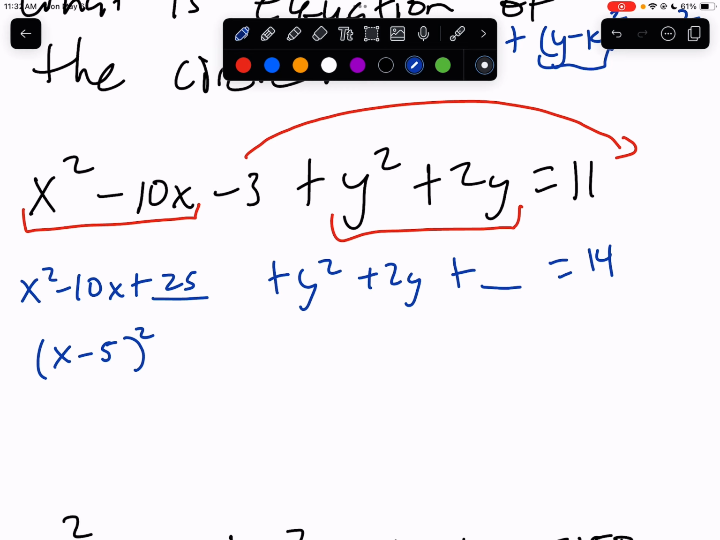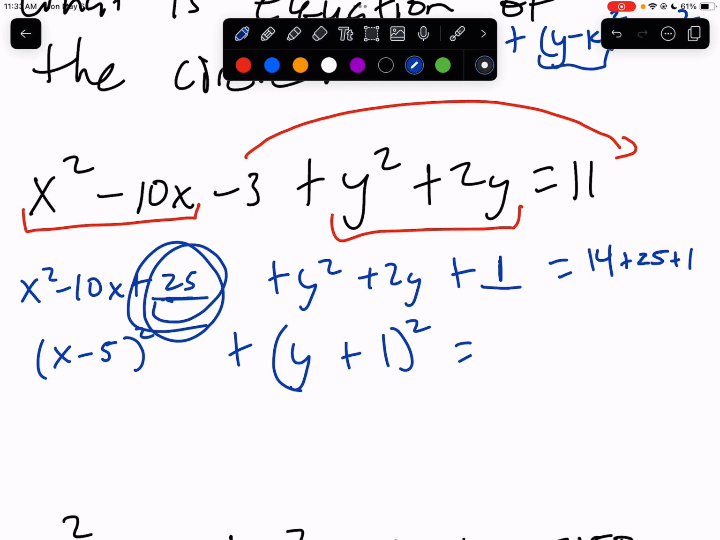Over here, y squared. What would we have to add to get 2? It would have to be y plus 1 squared. So we would have to add 1. 1 squared is 1. Now be really careful. We added 25 here, so we got to remember to add 25 to both sides. We added 1 there. We got to remember to add 1 to both sides. You have to add these numbers to both sides.